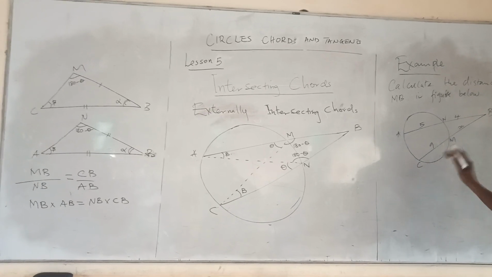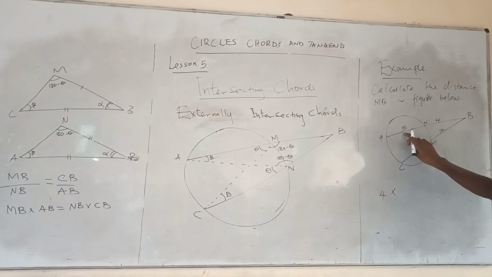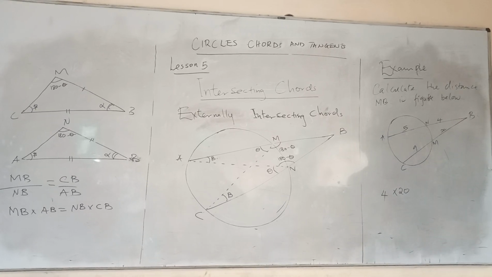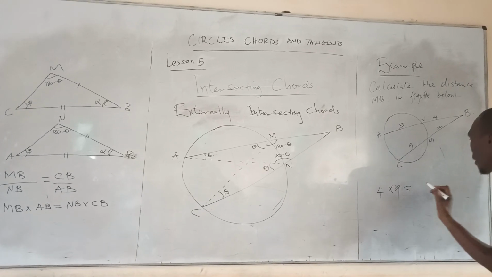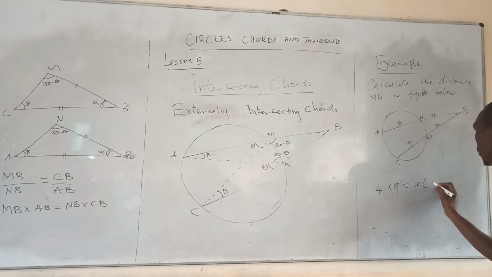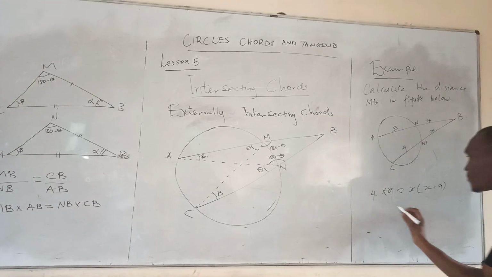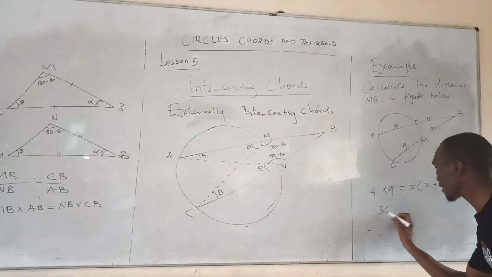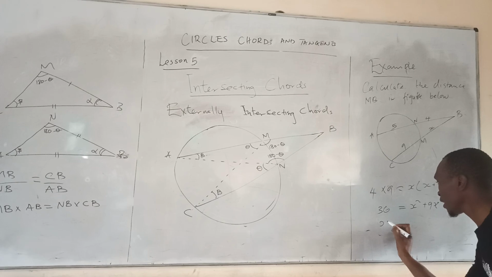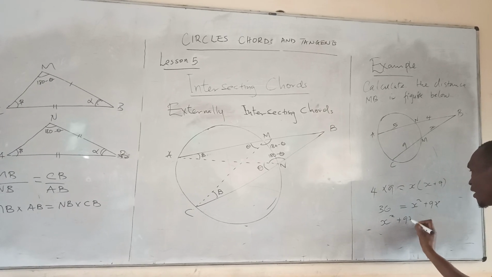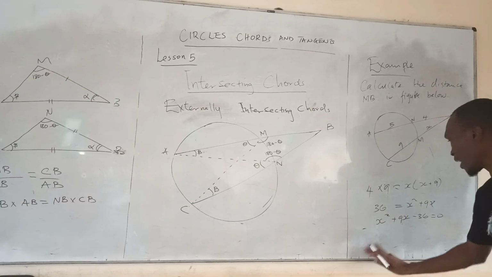So the formula here is 4 times 4 plus 5. 4 plus 5, sorry, is 9, equals X into X plus 9. So if we open the brackets, here we can multiply. Here we have 36 equals X squared plus 9X. So if we rearrange this, we get X squared plus 9X minus 36 equals 0. You can get the factors and then solve that.